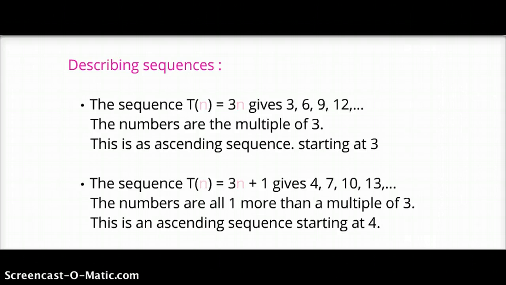And this is another example. The sequence t n equals 3n plus 1 gives 4, 7, 10, 13. The numbers are all 1 more than a multiple of 3. This is an ascending sequence starting at 4.